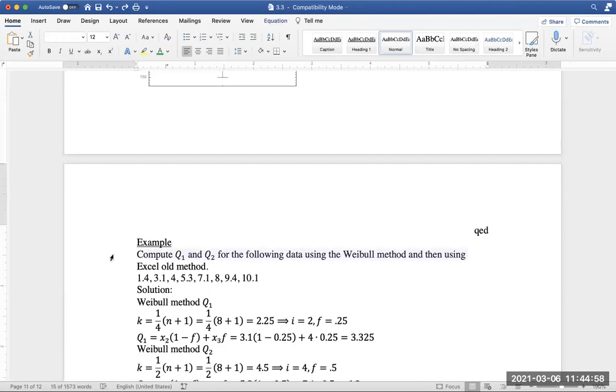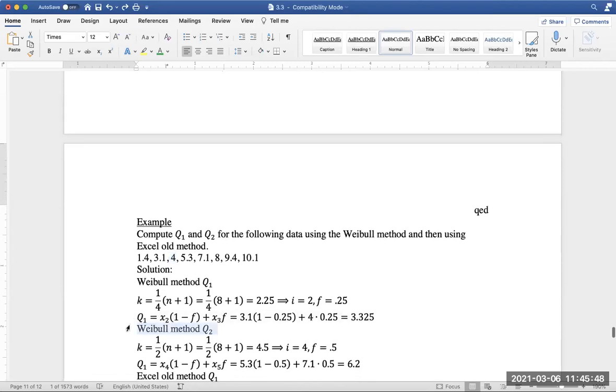Compute the first and second quartiles for the following data using the Weibull method, then use the Excel old method. The data is 1.4, 3.1, 4, 5.3, 7.1, 8, 9.4, 10.1. Already sorted, so we don't have to worry about sorting. Weibull method: k is equal to 1/4 times (n plus 1). There are eight numbers, so 8 plus 1 is 9, divided by 4 is 2.25. So second position: I want 75% of 3.1 plus 25% of 4, which is 3.325.